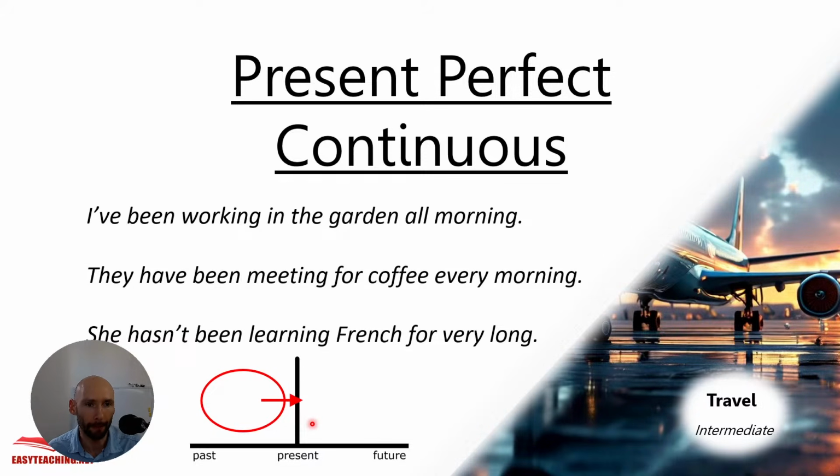Here we've got 3 of them. I've been working in the garden all morning. They have been meeting for coffee every morning. And our third sentence, she hasn't been learning French for very long. Now, each of these sentences describes an action or an idea that started in the past and is either continuing into the present or has been occurring regularly up until the present.